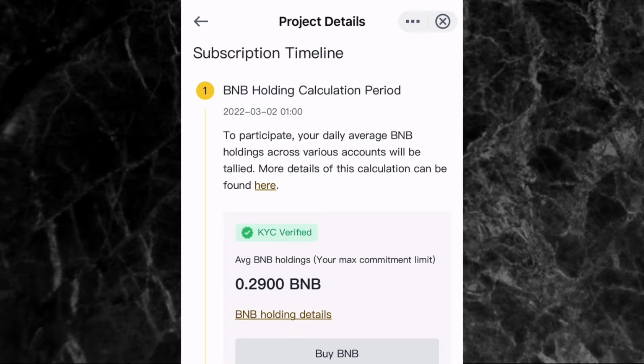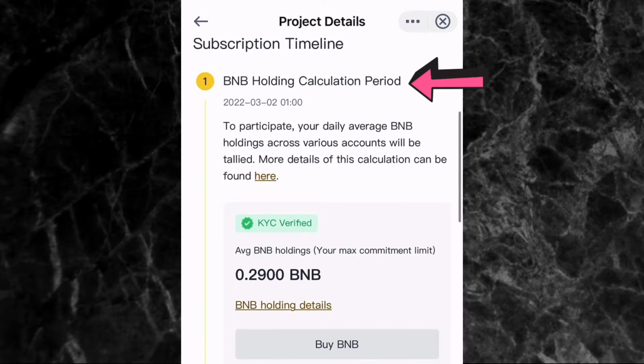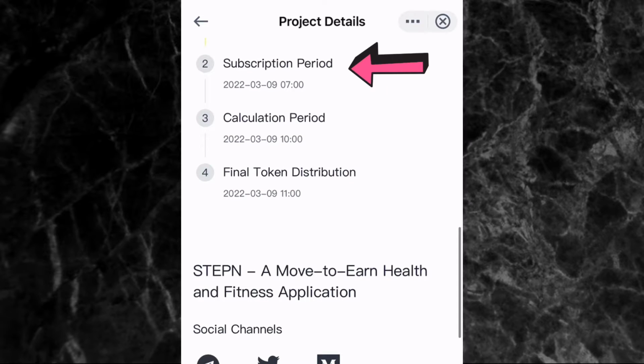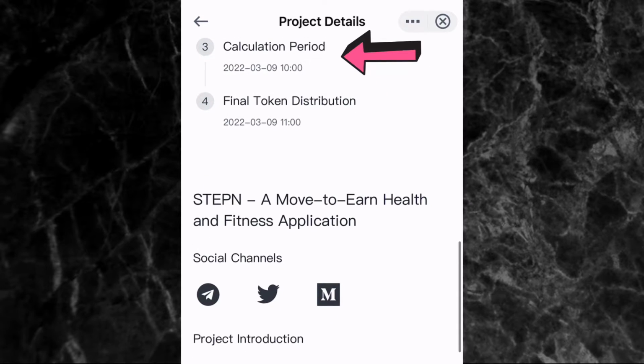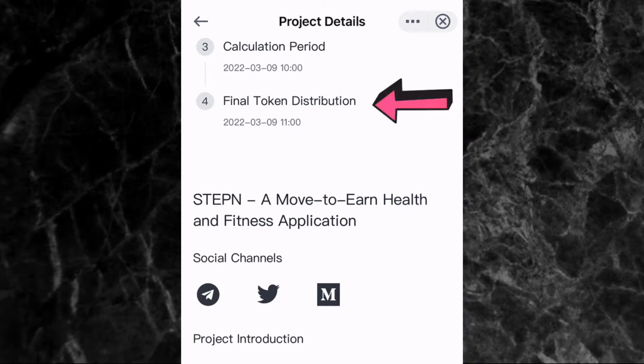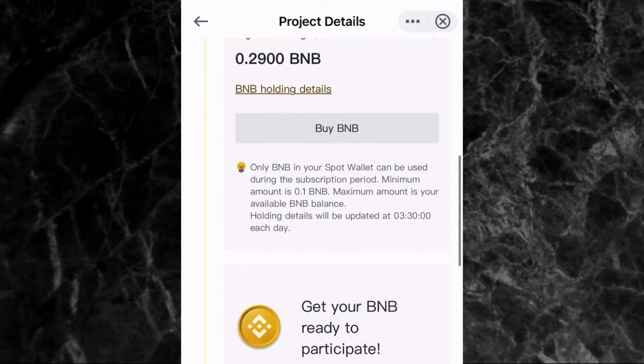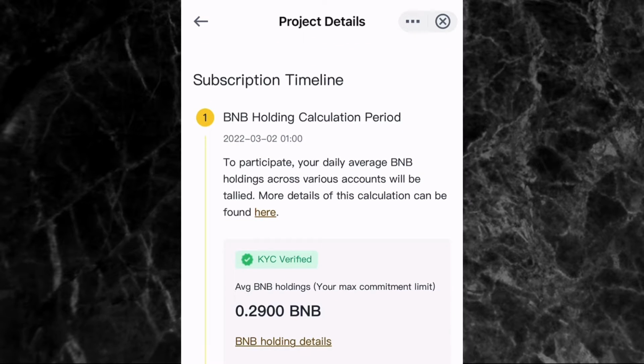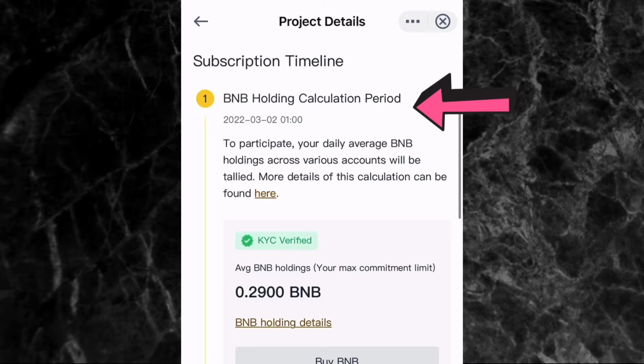Now, if you scroll down, you see that it has 4 stages. This is number 1, which is the BNB holding calculation period. And if you scroll up, number 2 is the subscription period. Number 3 is the calculation period, and number 4 is the final token distribution period. Now, I'm going to be explaining all of these to you guys in this video, so please, I want you to pay attention.